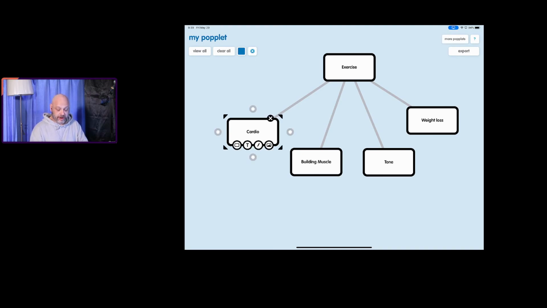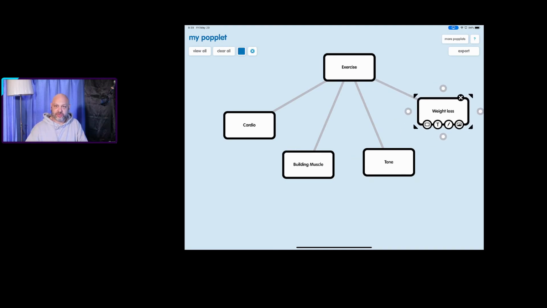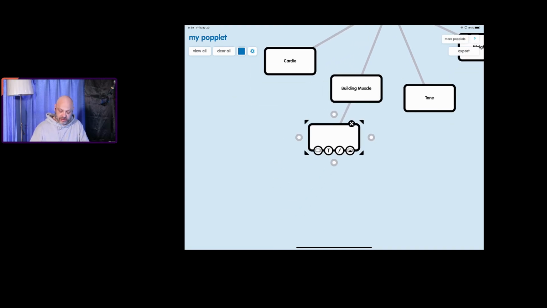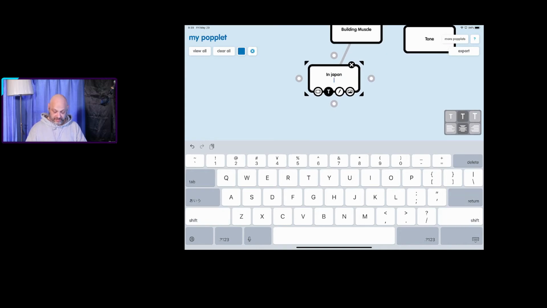Where was I? So cardio, building muscle to get big and strong. Tone, to refine the muscles that you have. And then weight loss, just to generally lose weight, so improve general health. So then, your main topic is exercise. Let's go with building muscle. And then who are we talking about? Let's say, again, because it's easy to talk about where you are, in Japan. Okay, that narrows down the group of people.